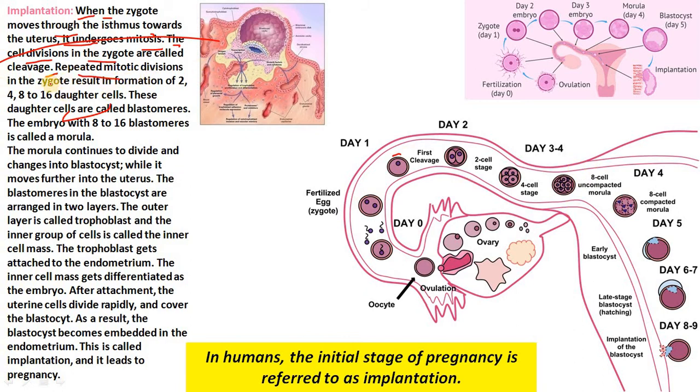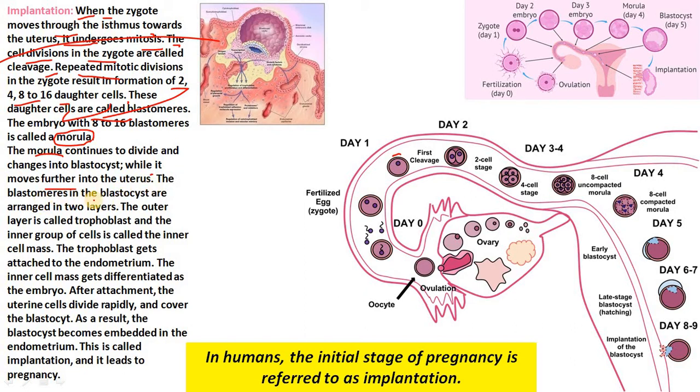Repeated mitotic divisions in the zygote result in the formation of 2, 4, 8 and 16 daughter cells. These daughter cells are called blastomeres. Okay, the embryo with 8 to 16 blastomeres is called the morula. It is important. The morula continues to divide and changes into the blastocyst while it moves further into the uterus.